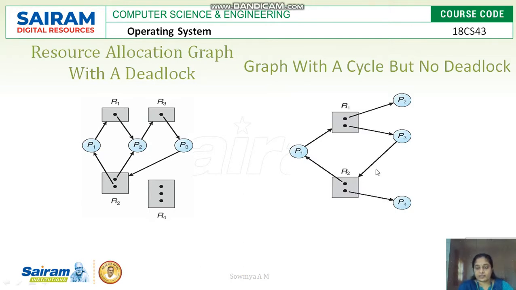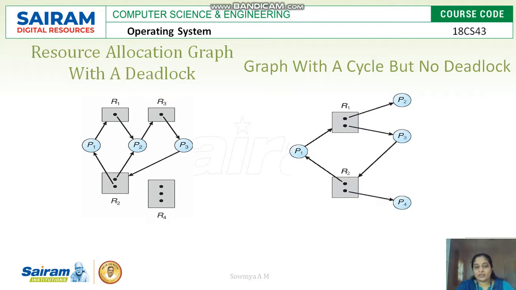Now this graph where we don't have deadlock. Process 1 requires R1, but it is allocated to P2. Process 3 requires R2, but it is allocated to P4. Once P4 completes its execution, R2 can be allocated to P3, and once P2 has completed its execution, R1 can be allocated to P1. So P1 and P3 can execute once P2 and P4 complete their execution. So there is no deadlock here.